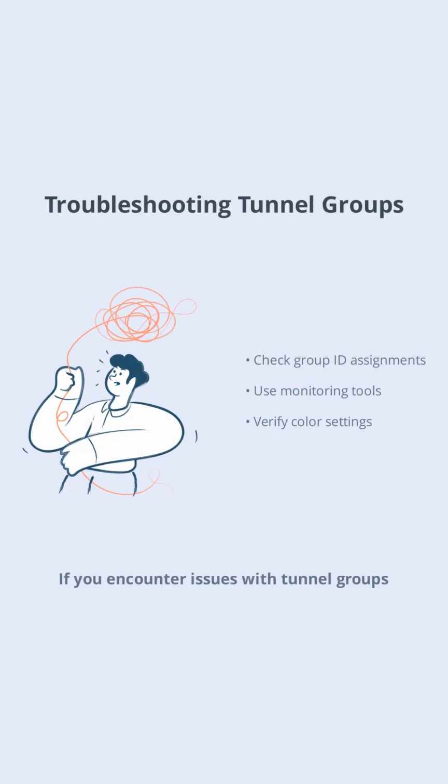If you encounter issues with tunnel groups, start by checking the group IDs on each interface. Make sure they match where needed and are absent on hub routers if universal connectivity is required. Use Cisco SDWAN monitoring tools to verify tunnel status and look for misconfigurations. Remember, a mismatch in group IDs or colors can prevent tunnels from forming, so attention to detail is key. With the right approach, troubleshooting becomes straightforward and efficient.